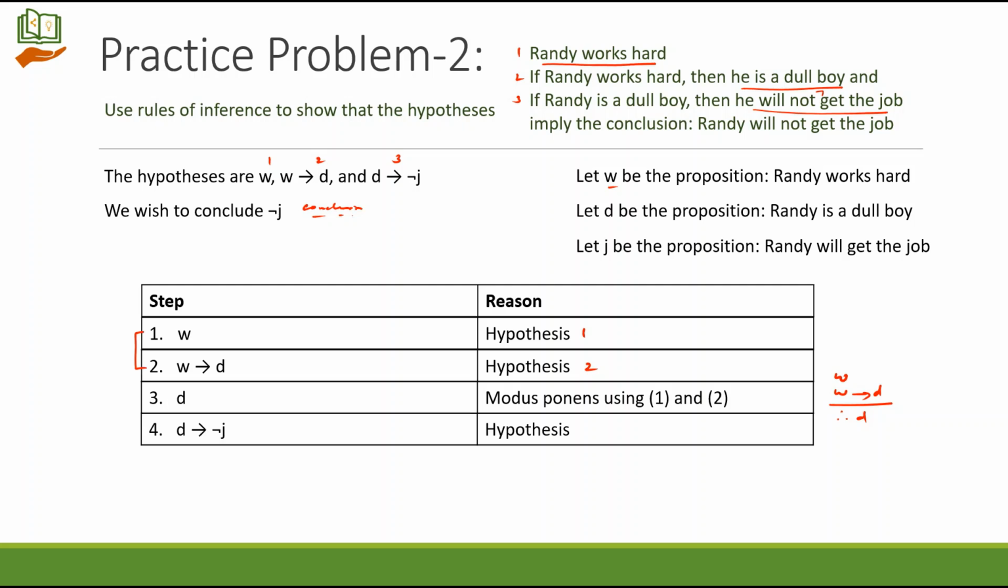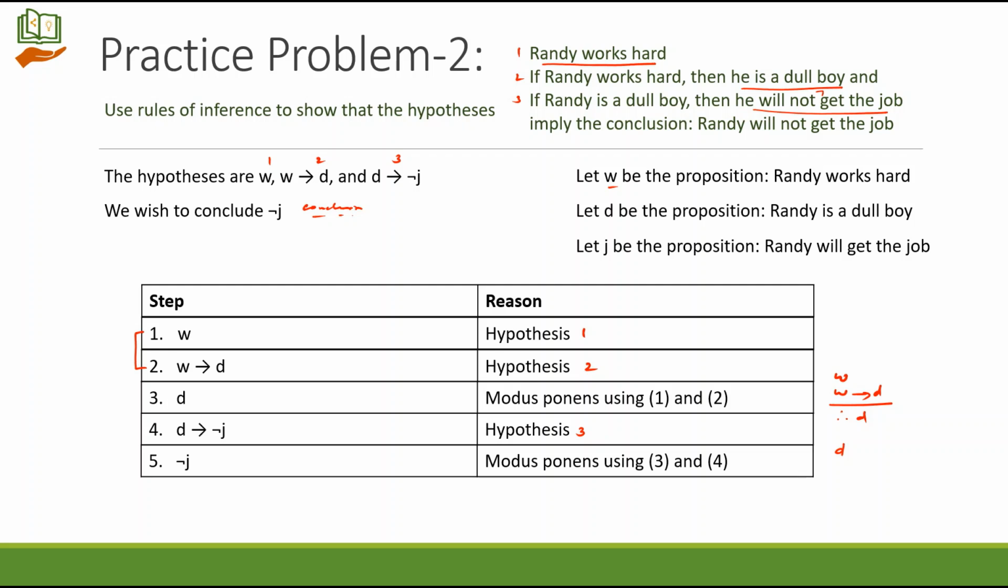Now we are taking the third premise, D implies negation of J. This is the third hypothesis. Now can you combine something? Yes, use Modus Ponens again. We have D and D implies negation of J. We are not worried about whether this is negated J or positive J. So we have got negation of J, which is the conclusion. Just based on the hypotheses, we are able to conclude it is negation of J.